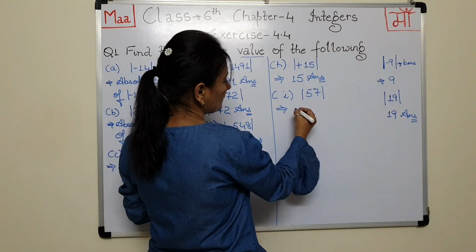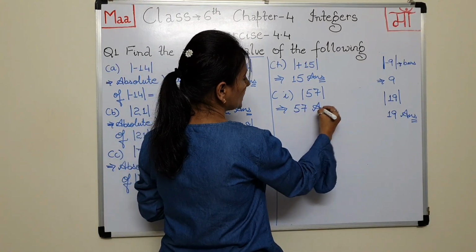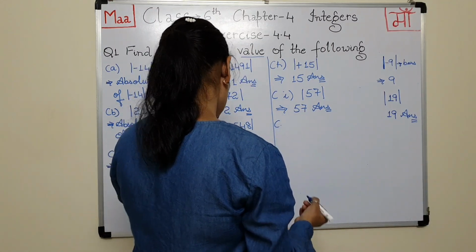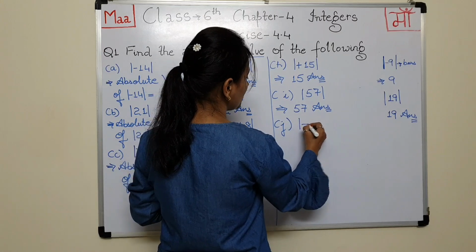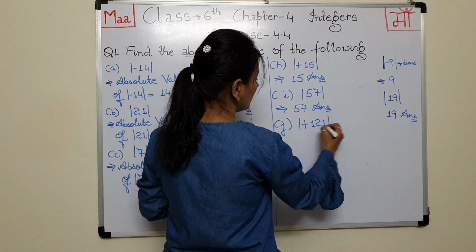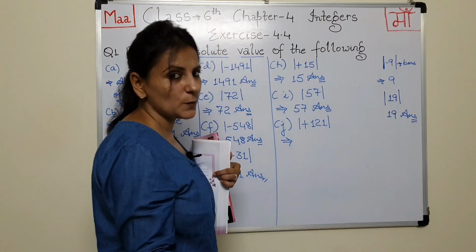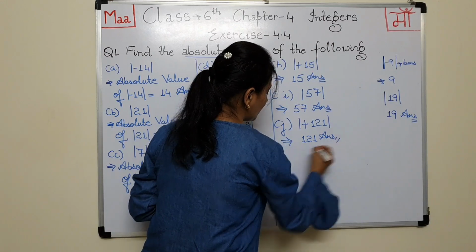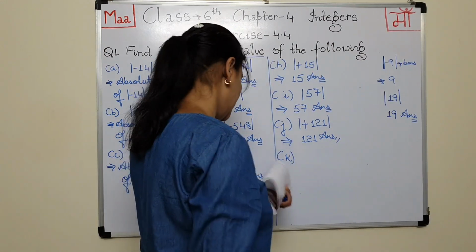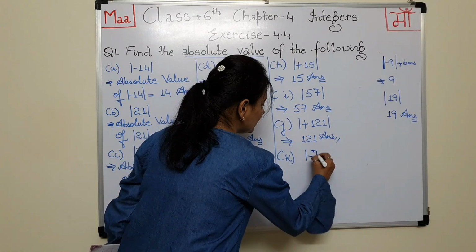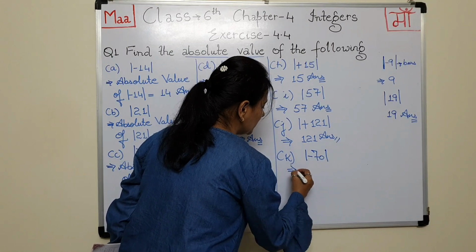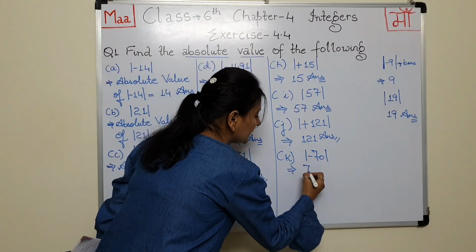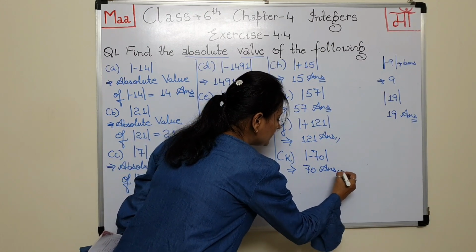Like here 57, when it will come outside the bars, it will be 57 only. That means the numerical value here, it will be 57. Then in J part, it is plus 121. So when you will find the absolute value of plus 121, it will be 121 only. Then after that, the last second part, K part, it is minus 70. Now it is with minus sign. So no matter whether it is plus or minus, the answer will come without any sign. So the absolute value of minus 70 will be 70.